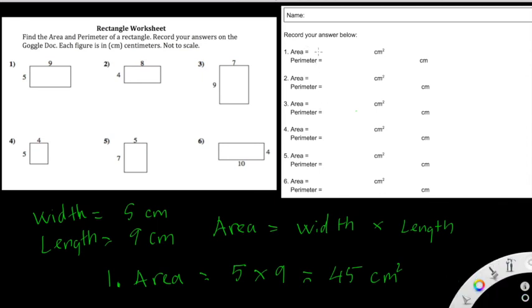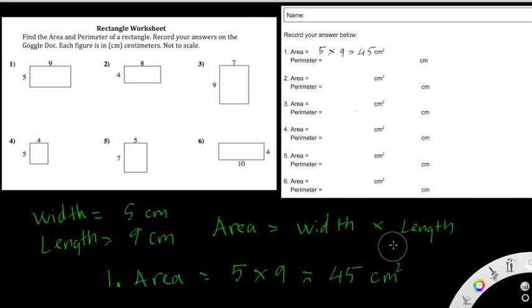Okay, so let's pick a different color over here. So we know the area equals 5 times 9. Oh, 9, not 5. So 5 times 9 equals 45 square centimeters. All right, that's our area. Now we are going to find the perimeter.